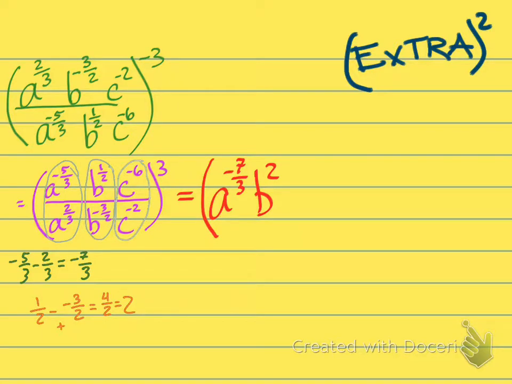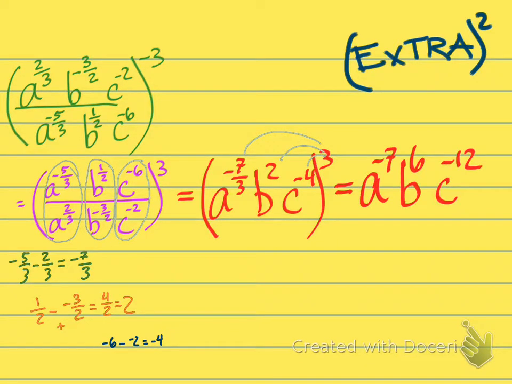And then the c's, we do the same kind of thing. Negative 6 minus negative 2 is negative 4. And so we have c to the negative 4. Now we're going to raise that whole mess to the 3rd power simply by multiplying those exponents together. So negative 7/3 times 3 is negative 7. And 2 times 3 is 6. And negative 4 times 3 is negative 12. So there's our answer, a to the negative 7 times b to the 6th times c to the negative 12th power.